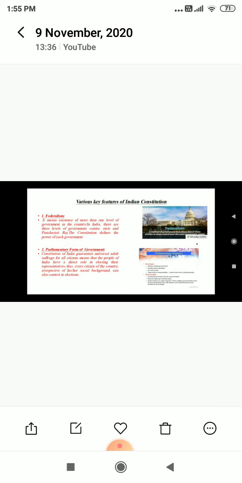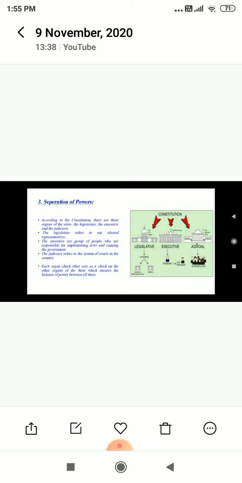And the third important key feature is the separation of powers. According to the Constitution, there are three organs of the state or government. You can also see here in the picture. The first body is known as the legislature, second the executive, and third one the judiciary. Clear? The legislature refers to our elected representatives. They are actually the law-making people.